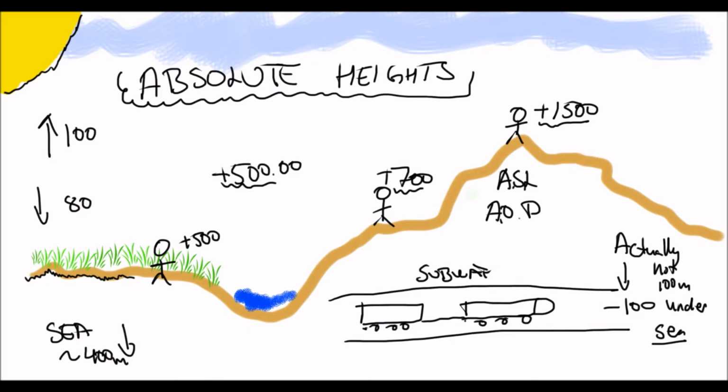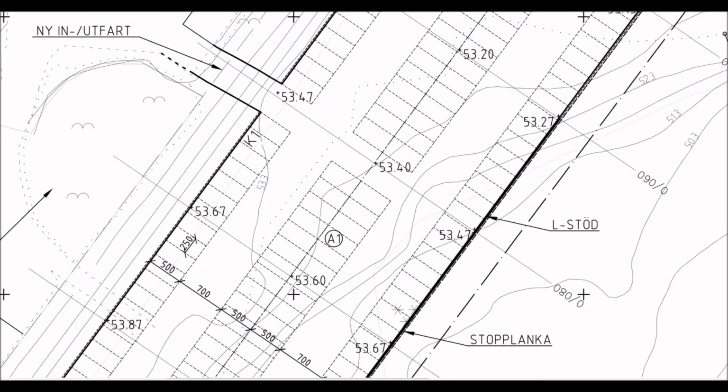Try to visualize that. Here's a drawing of a real-world example of a parking lot. Here's the entrance, and here's some parking spaces. And look at these numbers, plus 53.47, plus 53.20. That would be about 53 meters above sea level. These are called spot heights. Spot heights. That's the important term.